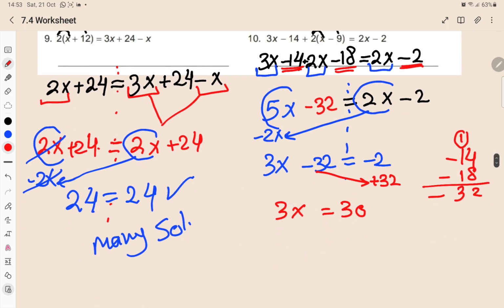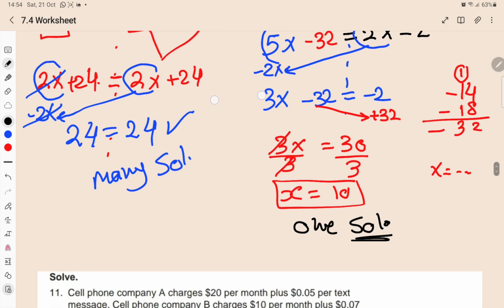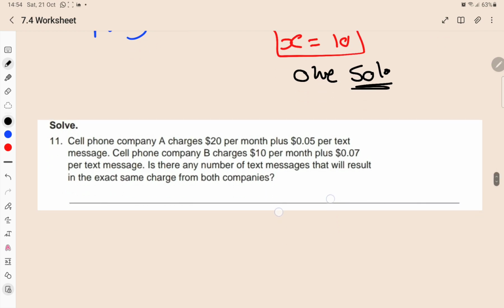We want to get rid of the constant beside the x, the coefficient of x. I want to get by the end x equals something. So whenever it's 3x, this means it is multiplied. What is the opposite of multiplication? Division. So we divide by 3 to get rid of this 3. So 3 divided by 3 is 1, so x equals 30 divided by 3 is 10, so x equals 10, which is one solution. Very good. Whenever a variable is equal to a constant, this means it's one solution.